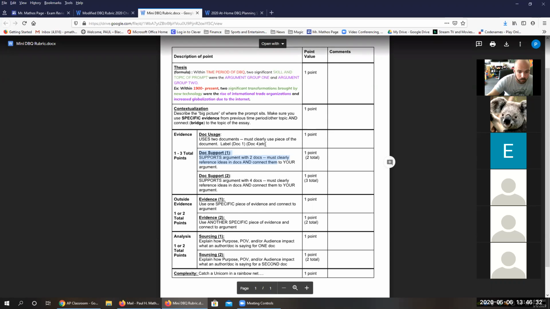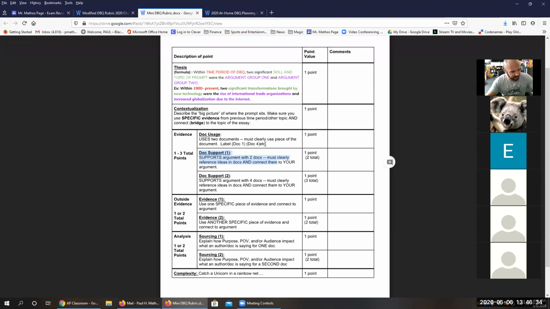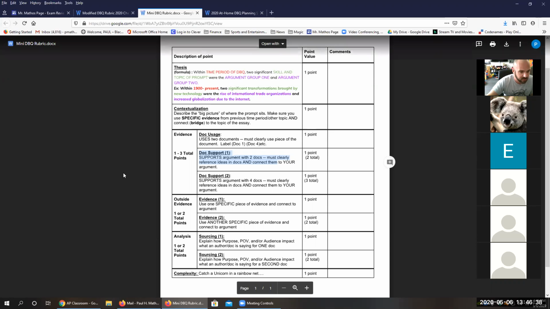Okay, so let's get into this. Does anybody have any questions about this rubric?